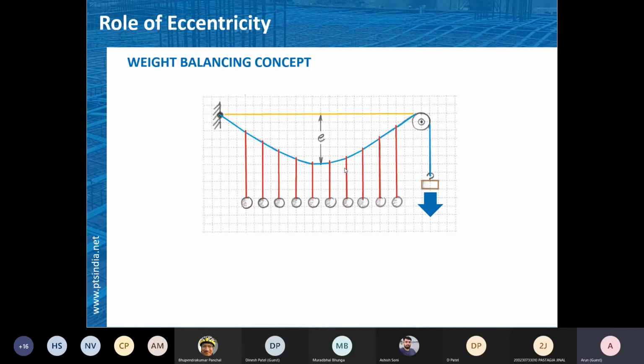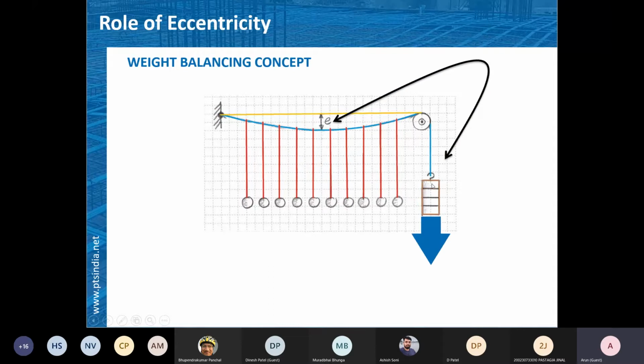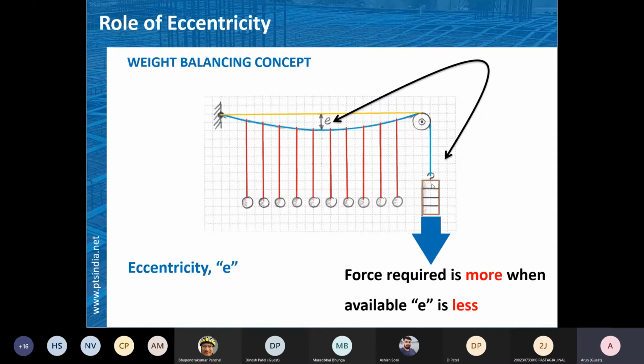So here, we can increase the force in the cable by keeping some more weight over here. What will happen is it will reduce the eccentricity. So this is the basic key fundamental behind the depth of the PT member, and we'll try to realize this physically with the help of another example.